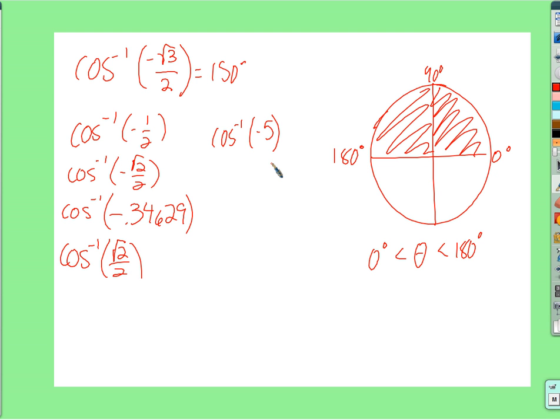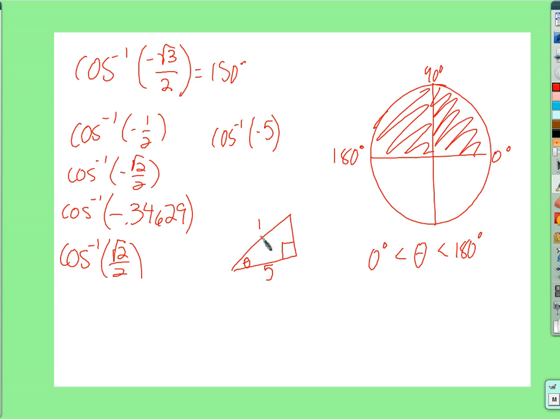Think about the ratio. The cosine is adjacent over hypotenuse, right? So let's say it's just going to be positive 5. Here's one way to see it. Adjacent over hypotenuse to be 5 sounds like it would be 1. The hypotenuse has to be the biggest side.